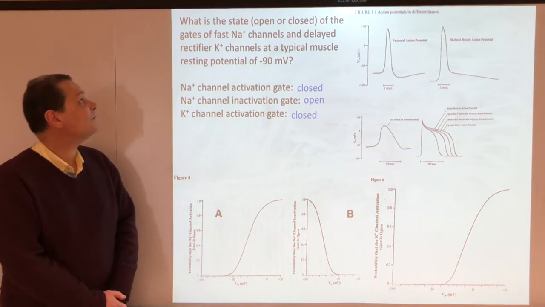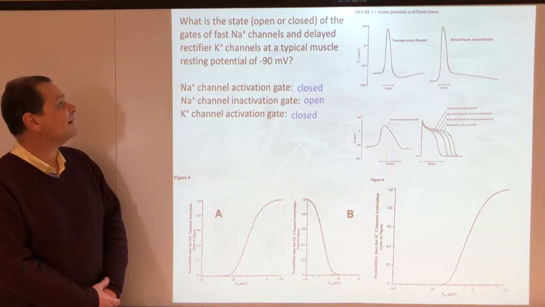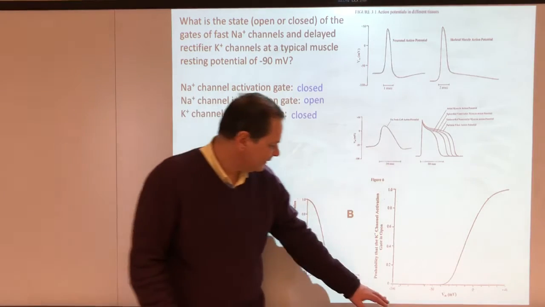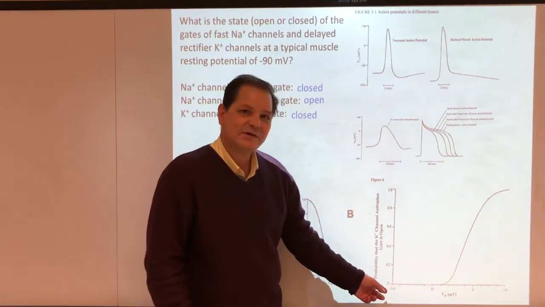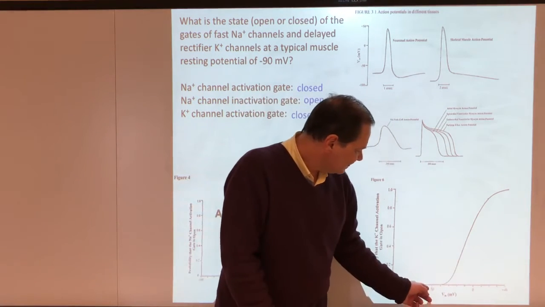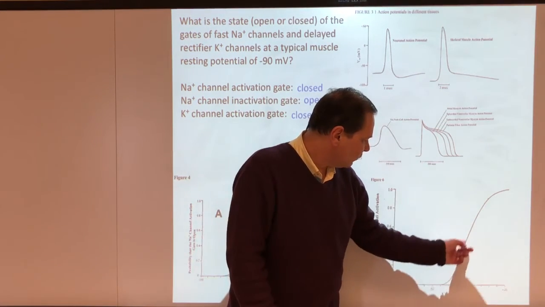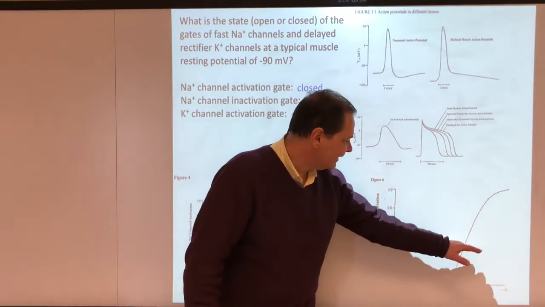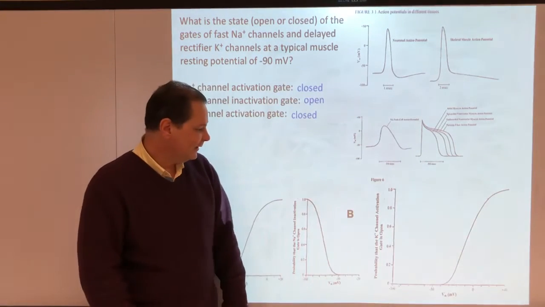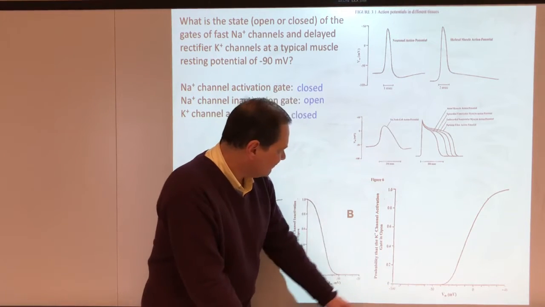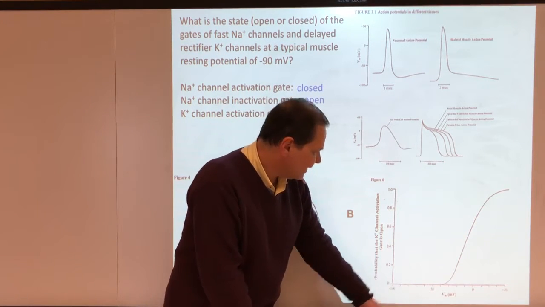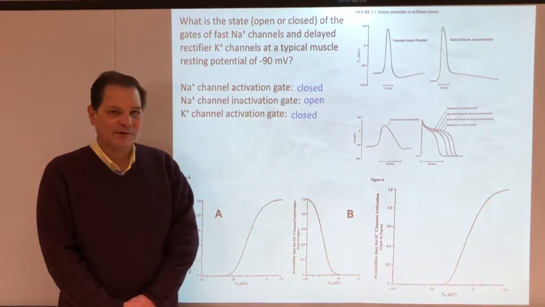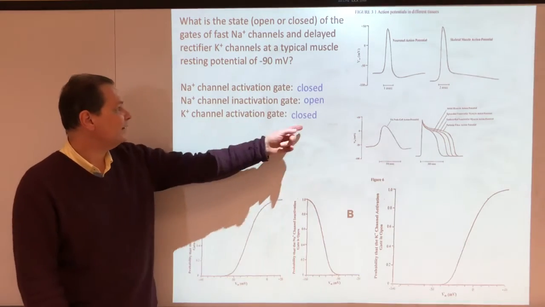What is the state, open or closed, of the fast sodium channel and delayed rectifier channels at a typical resting potential of minus 90? In the case of potassium, here is our probability that our activation gate is open. Here is our voltage. As the voltage rises towards zero and then goes beyond zero, the activation gate is more and more likely to be in the open state. So at a resting potential of minus 80 or so, pretty much all those channels are closed. So your delayed rectifier potassium channels are pretty much closed at rest, okay? And that is here.